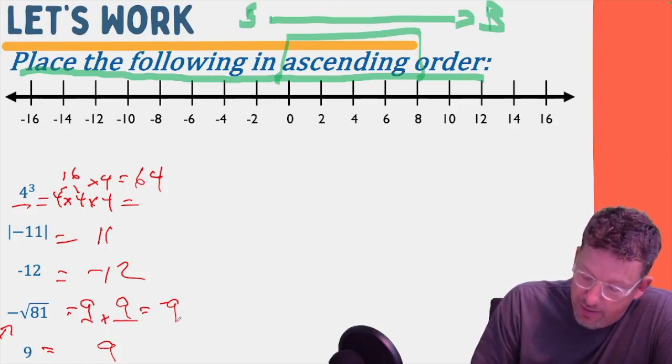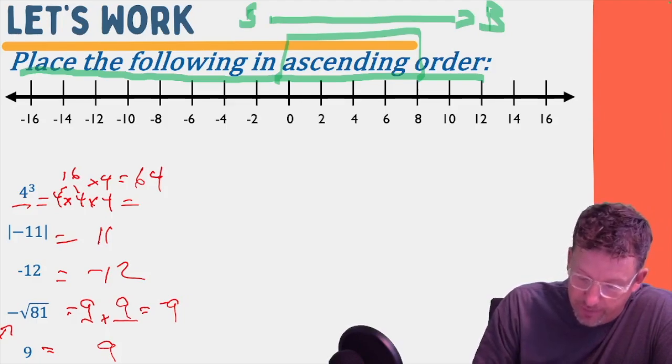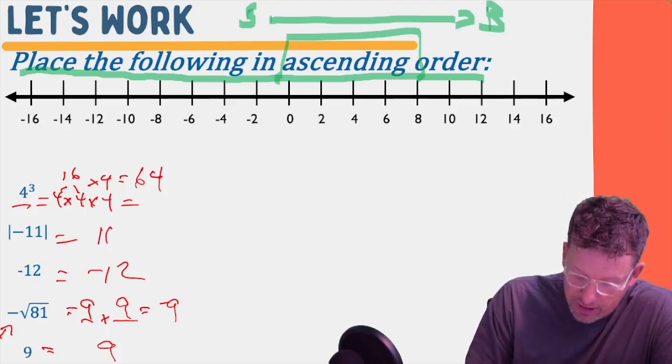And you know what we're going to do right now? We're going to go ahead and put those on our place value chart. I'm sorry, on our number line. Come on now, Tal, get it together.